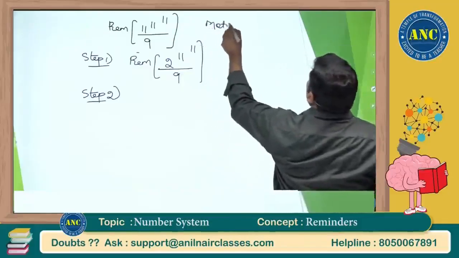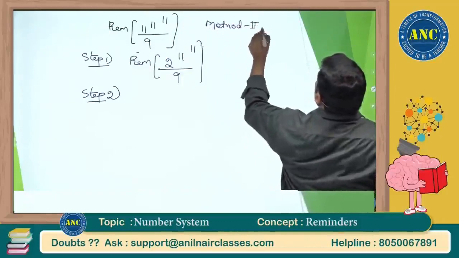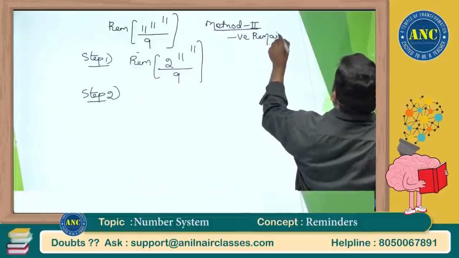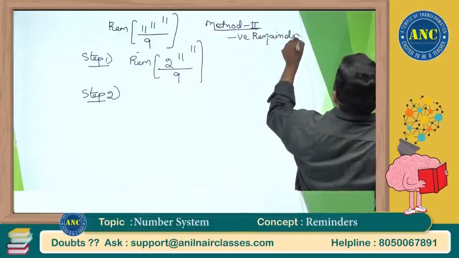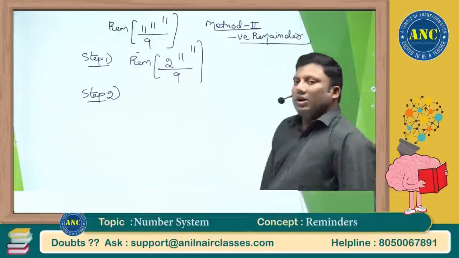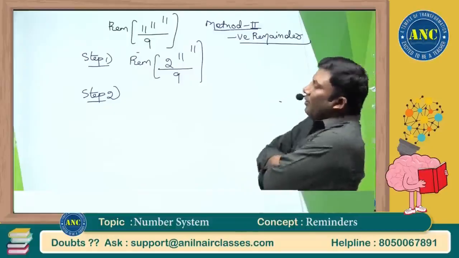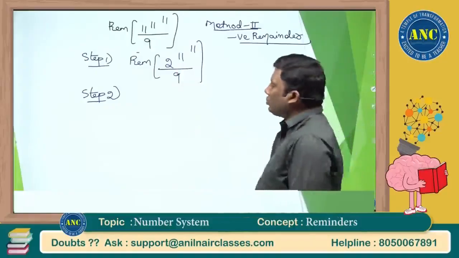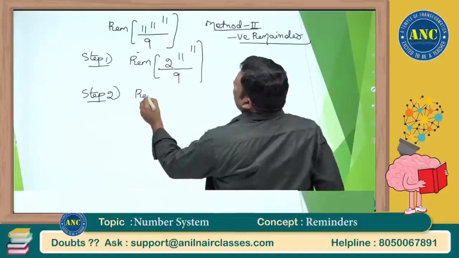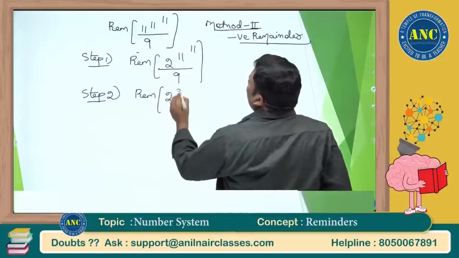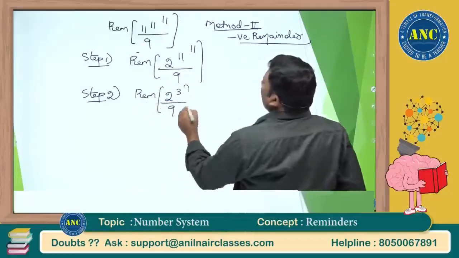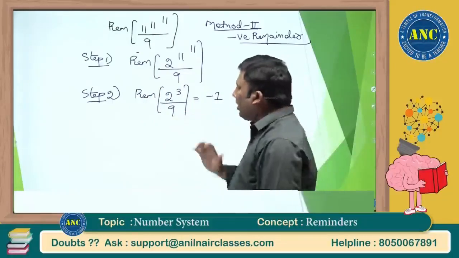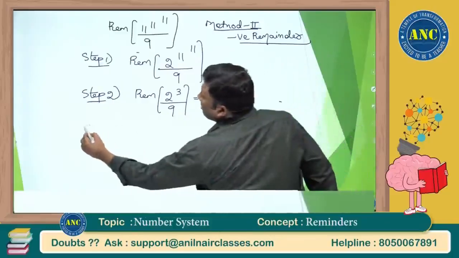Method number 2 will be the negative remainder. If I use a negative remainder, still the answer will not change. Why it will not change, we will see. 11 power 11 divided by 9. 9 ones are 9. The positive remainder is 2. So which power of 2 when divided by 9 gives me minus 1? 2 cube divided by 9. 8 divided by 9. 9 ones are 9. The negative remainder is minus 1.